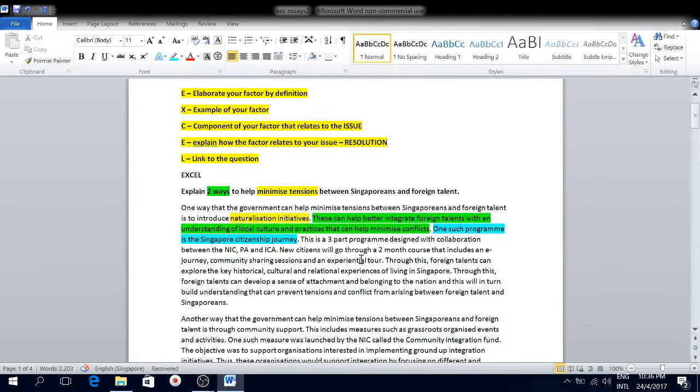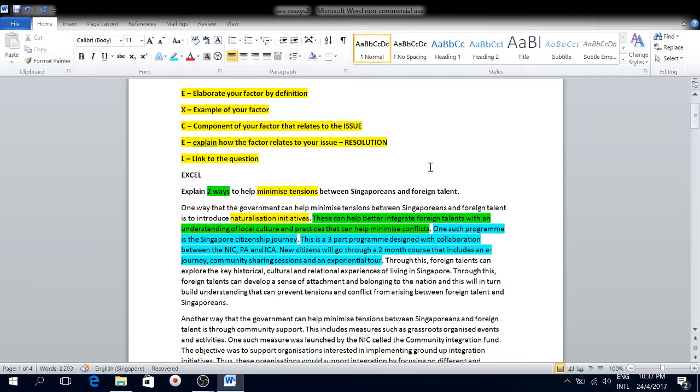Next part, I give some more examples of this. I explain it more in detail. What is this? This is a 3-part blah blah blah 2-month course where they go on this and this of the tour.